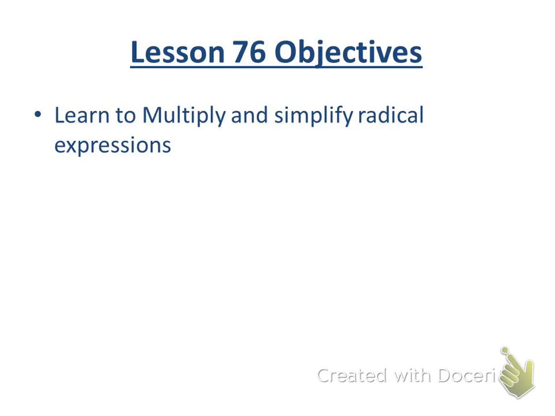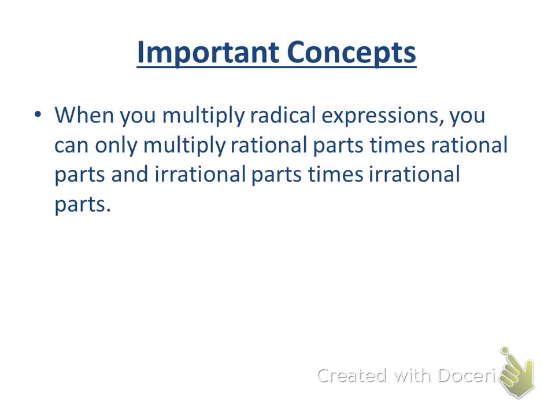We've already covered one of the properties that is in play, but here's an important concept. When you multiply radical expressions, you can only multiply the rational parts times rational parts and the irrational parts times irrational parts. Now here's what that means. If you're multiplying a radical expression, it's okay to multiply the outside parts times each other. It's okay to multiply the parts that are inside, the radicands. We can multiply the radicands times each other. But you can never multiply a number that's on the outside times a number that's on the inside.